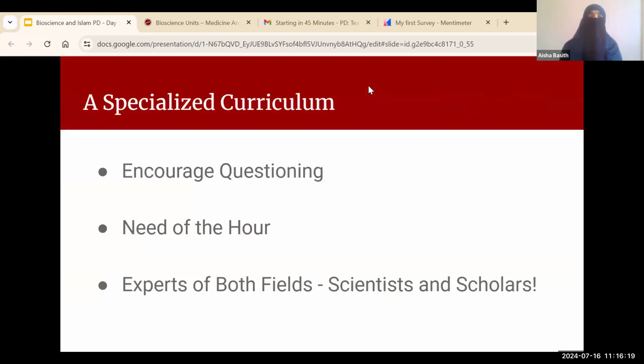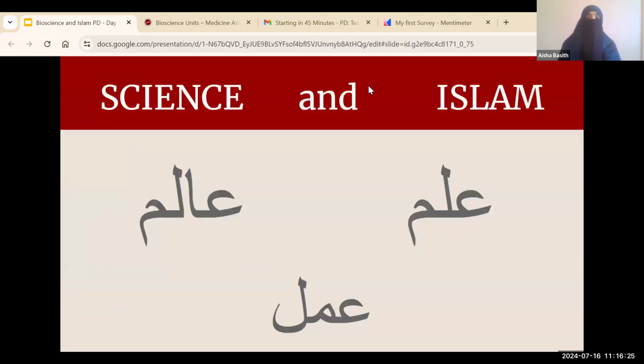So what I'd like to do is talk about this understanding of how this really connects Islam and science. So we need to understand what is that connection between Islam and science. When we look at the Quran, Allah subhanahu wa ta'ala begins to introduce himself in the Quran as Rabbul Alameen. We see this in Surah Fatiha right in the beginning.